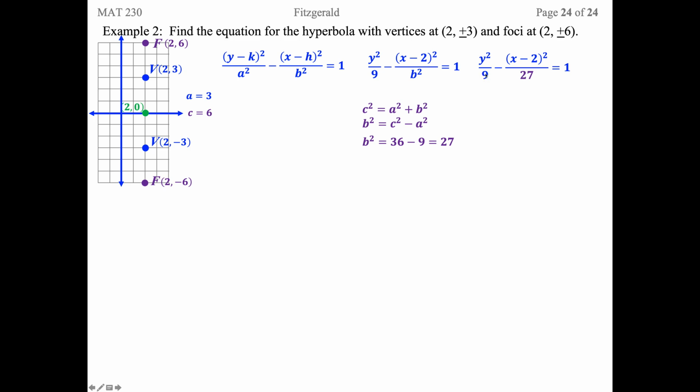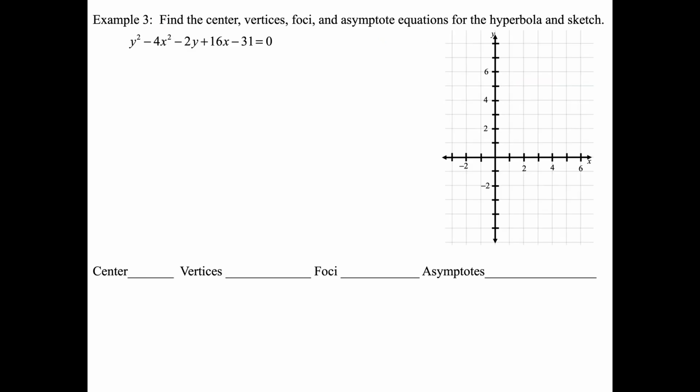A squared is smaller than b squared. That's okay, and there's my equation. All right, example number 3: Find the center, vertices, foci, and asymptote equations for the hyperbola and sketch. It's in general form, so we have to complete the square.